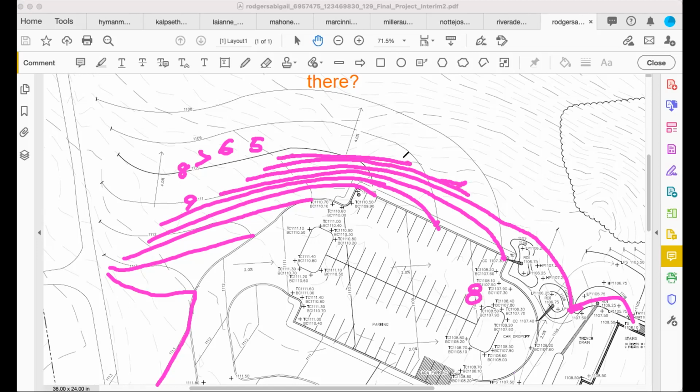5, 4, 3, 2, 1. Does seem like I have to get down to about 1 or 0 to be back to original grade. So this is the area of the most constraint. But it should be able to get back to original contour when you get to the 0 contour. Okay, that makes sense. Yeah, okay. So that's that part.